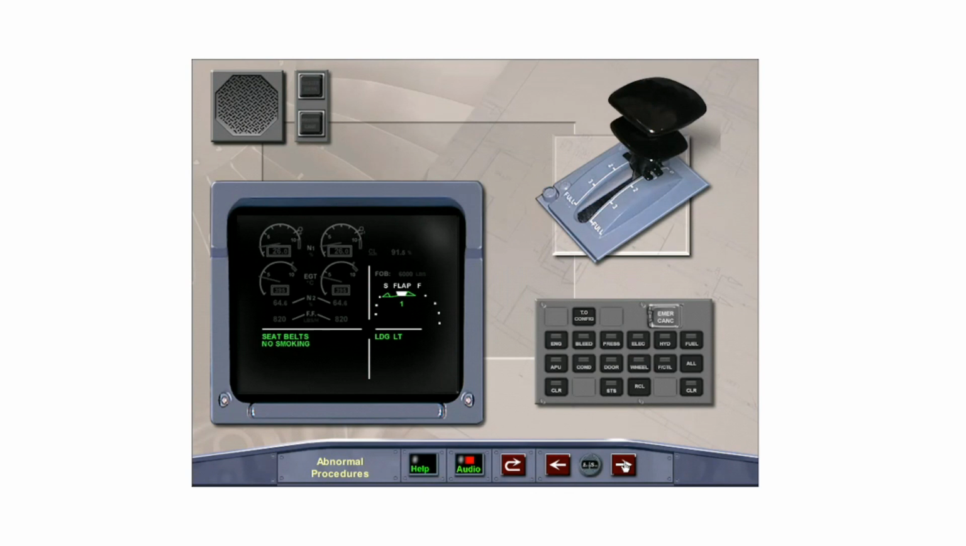The flaps are currently selected to and indicating Config 1 in flight. Touch the flaps lever to select Config 2.